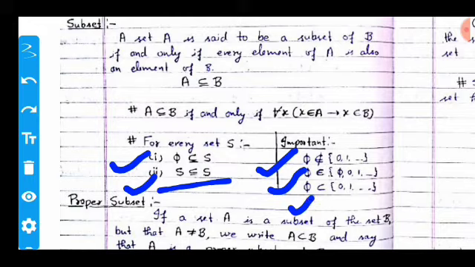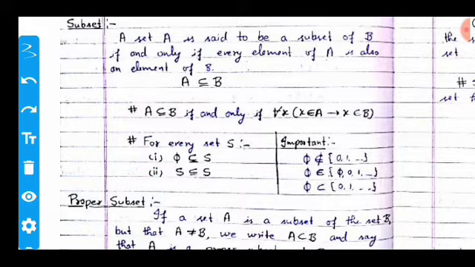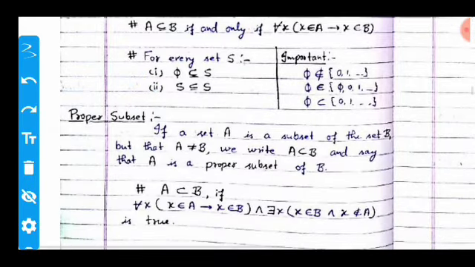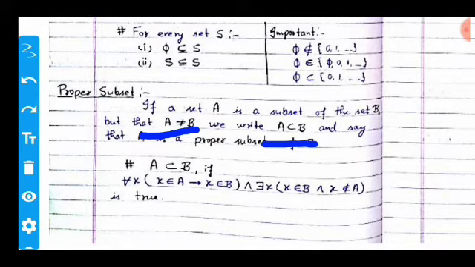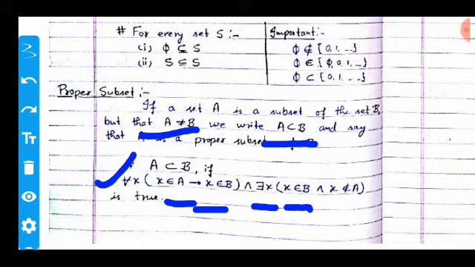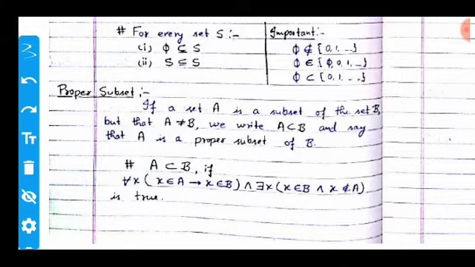Now come to what a proper subset is. A proper subset: if a set A is a subset of set B but A is not equal to B, then A is a proper subset of B. For all x, x belongs to A implies x belongs to B, and there exists x belonging to B and x not belonging to A is true. So it is called a proper subset.